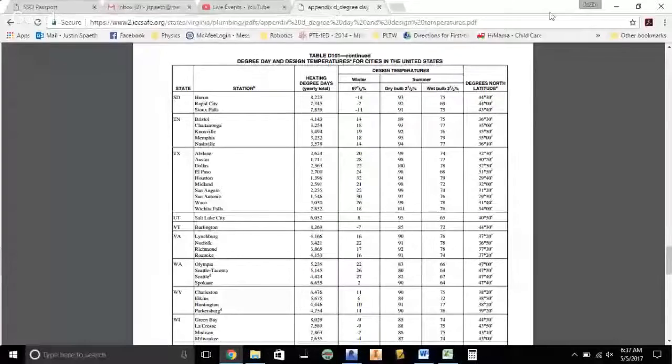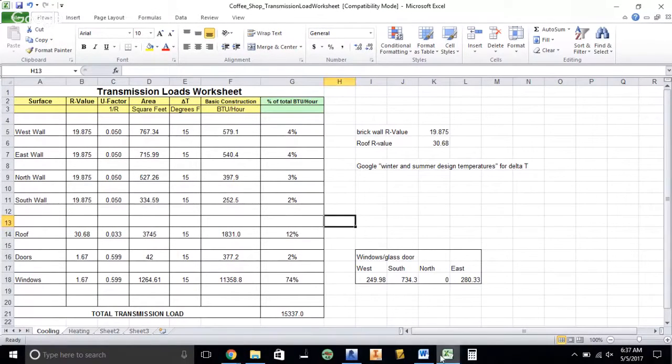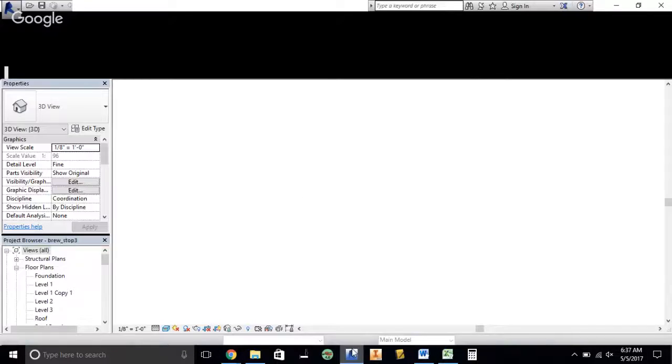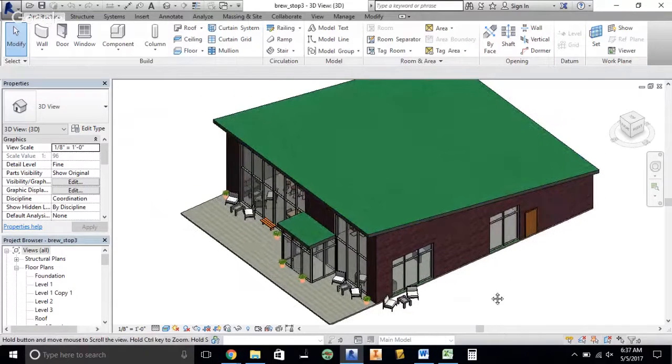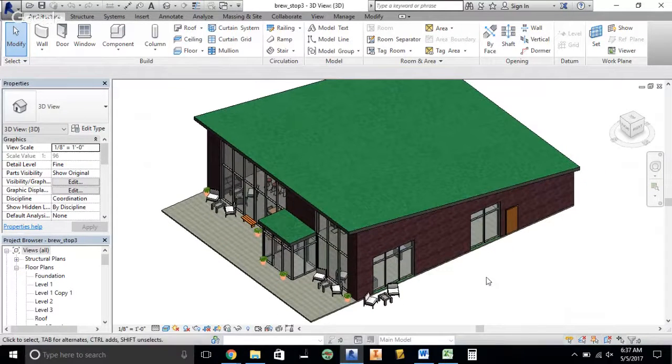So as you can see, what I have open is my Revit file of my Brewstop Coffee House. Very simple design, low slope roof, four walls, one with lots of windows. So what we're trying to find is how many BTUs per hour, in the winter and the summer at most, we're going to need for both heating and cooling.